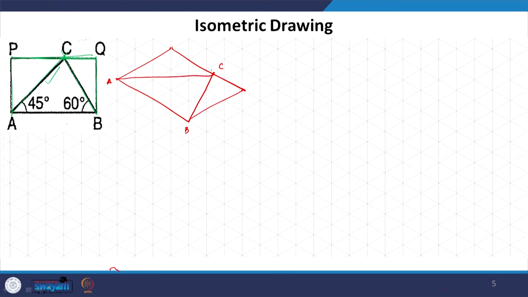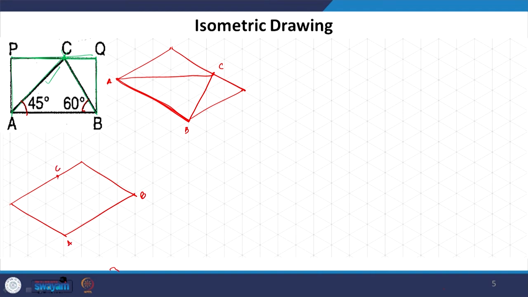Now, can you see that it appears quite skewed? It does not look like what this ABC was. It looks slightly skewed, the angles are not the same. So, the angles will not remain the same in isometric, the angles will always change. But a line which is parallel to the axis will remain parallel to the axis, which is the basic fundamental. Suppose it was kept the other way around, we would have done the same thing, AB, PQ, and we arrive at C.